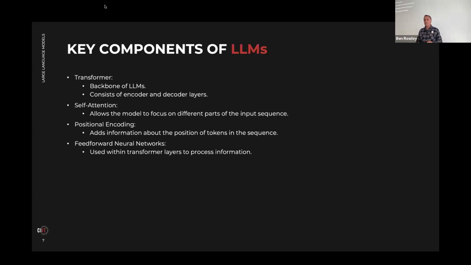in the sequence. We then also have the feed-forward neural network, which is used within the transformer layers to process information. And this is where you may have heard the term parameters. This is where these numerical values, which are learned through the model's training, are then applied to the current data set being passed through the model.